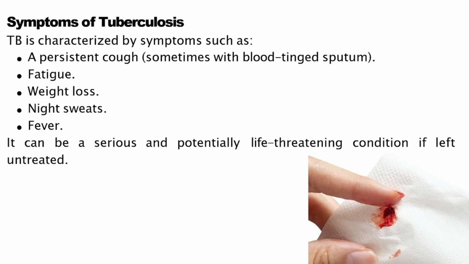In the next slide, when a person is infected by TB, what are the symptoms? TB is characterized by symptoms such as a persistent cough, sometimes with bloody sputum, fatigue, weight loss, night sweats, and fever. These are all symptoms relevant to Mycobacterium tuberculosis. But cough with bloody sputum is one of the specific symptoms mainly relevant to TB. It can be very serious and potentially life-threatening if left untreated.